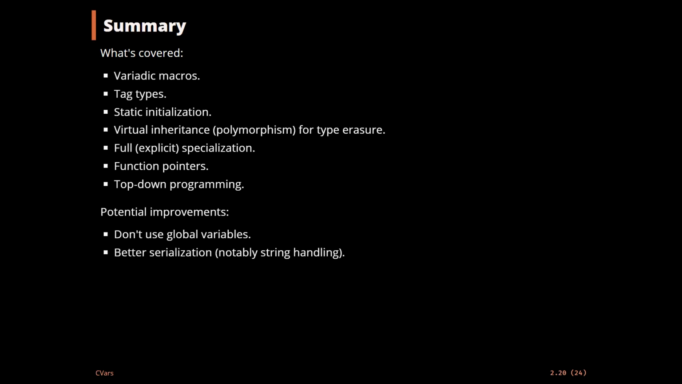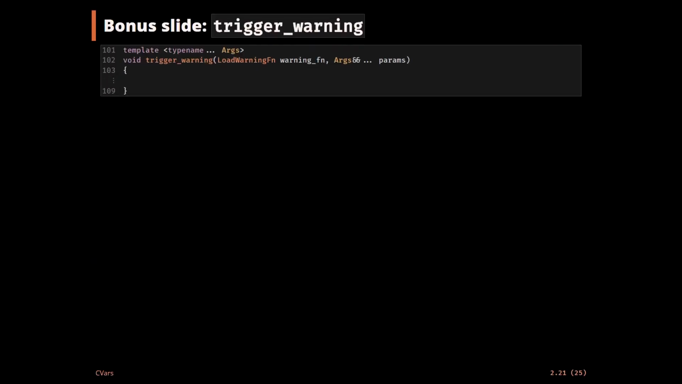I mean, we could probably improve the serialization, like we're currently just using IO streams. That's not ideal. And then we could add a bunch more features. But you know, the slide is already pretty long, so no. All right, then bonus slide, trigger warning.